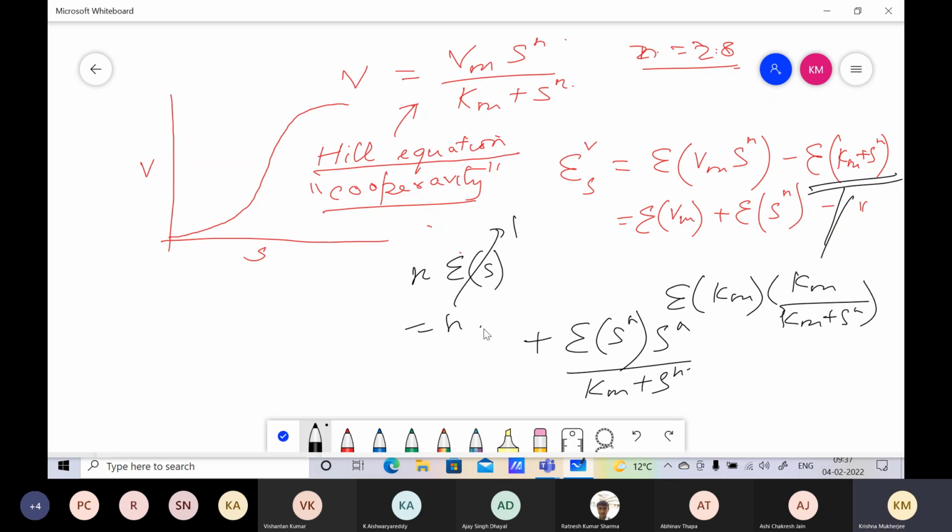ये सब algebra मुझे नहीं आता. आप लोगों से मैंने कितनी बार कहा. We are all not old.